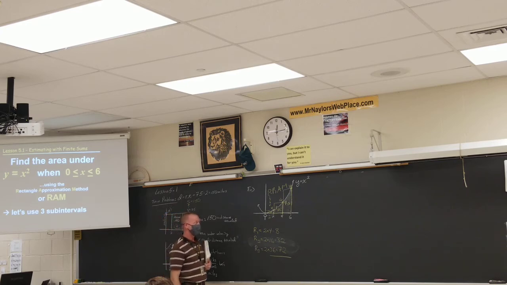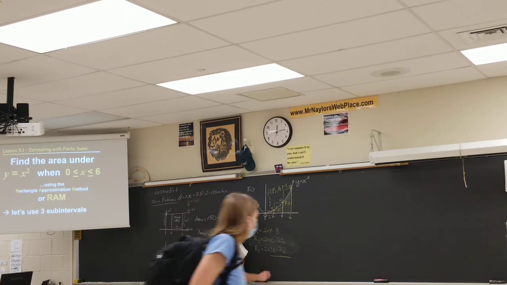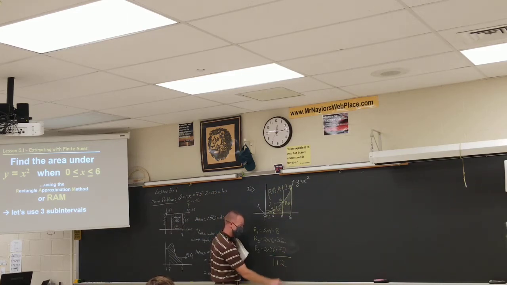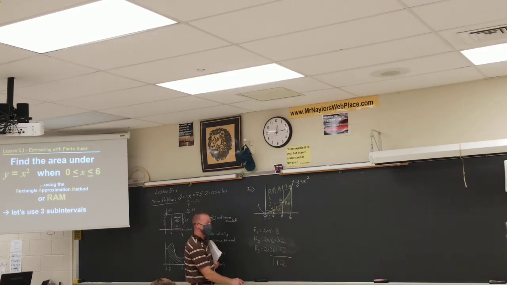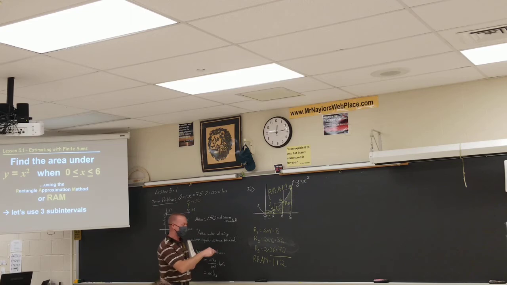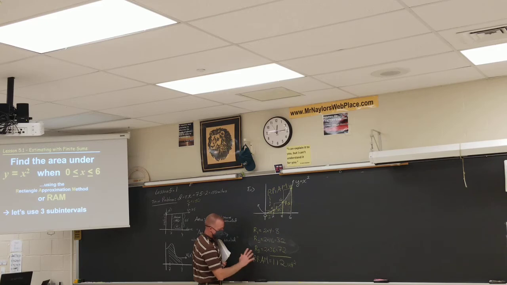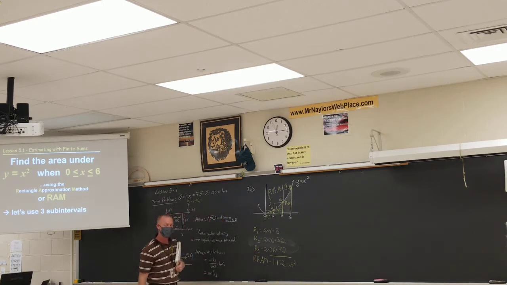All right, so what do we end up with here? 8, 32, 72. 8 plus 32 is 40, plus 72, I think that's 112. Okay, and in this case, we would call it the right RAM, which remember is the right-hand rectangle approximation method. We don't make a big deal about units squared. I'm just going to be honest, I am not going to write that all the time. I will the first time and today because technically it is the area.